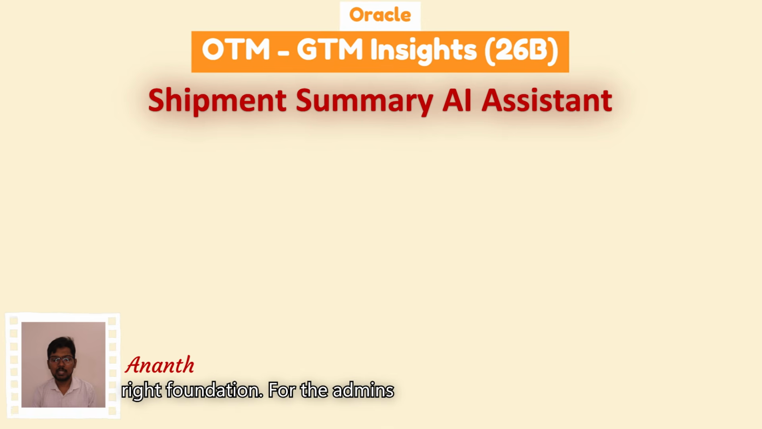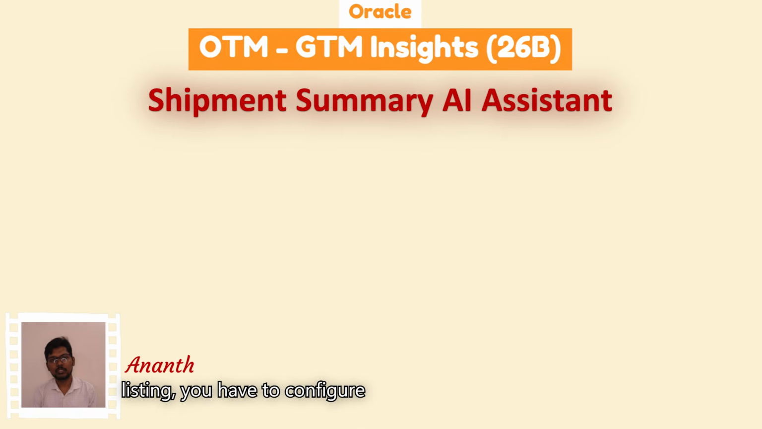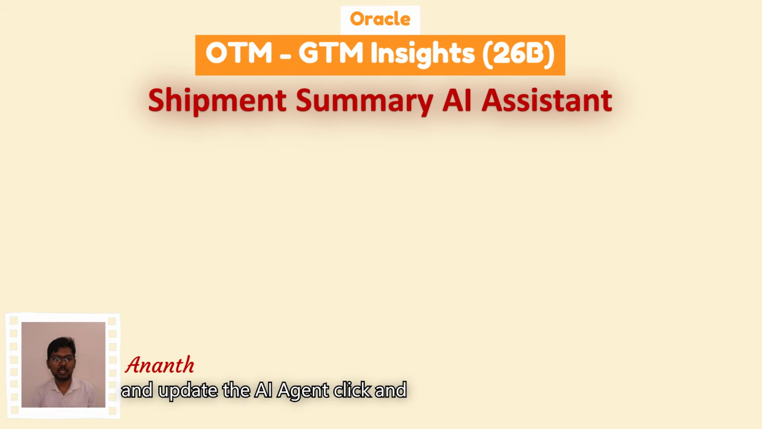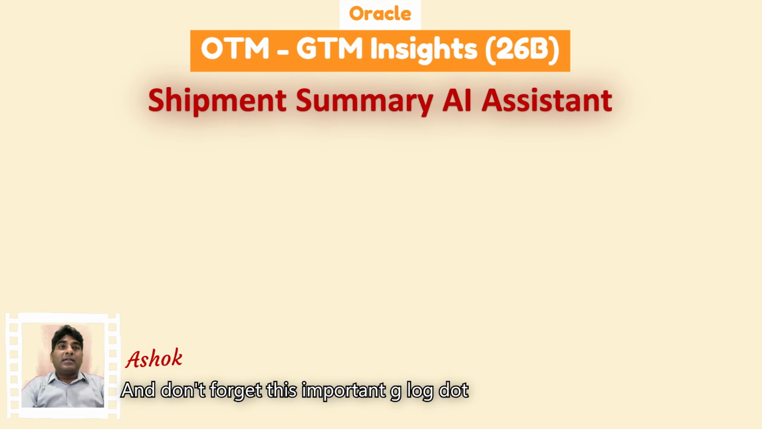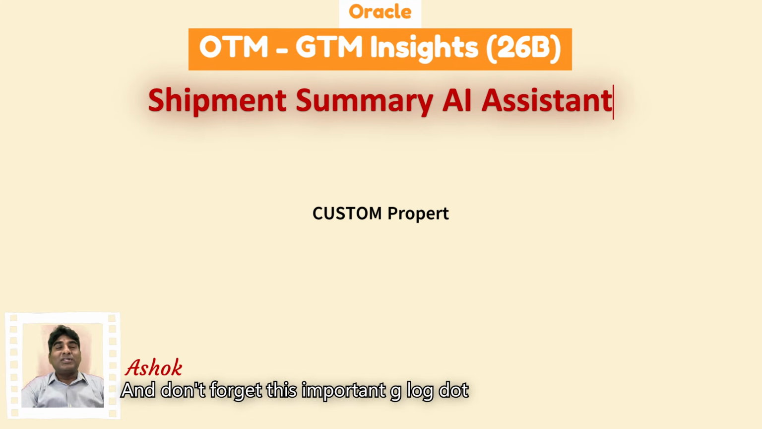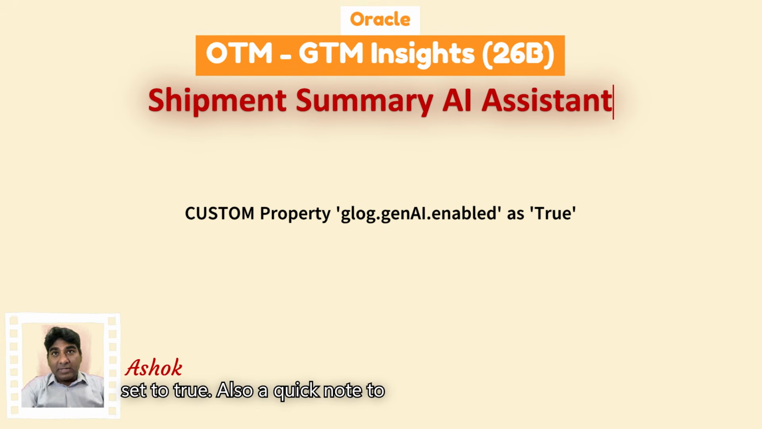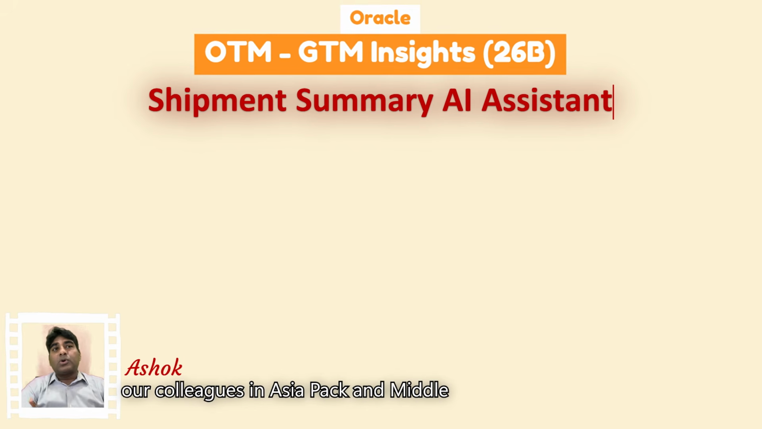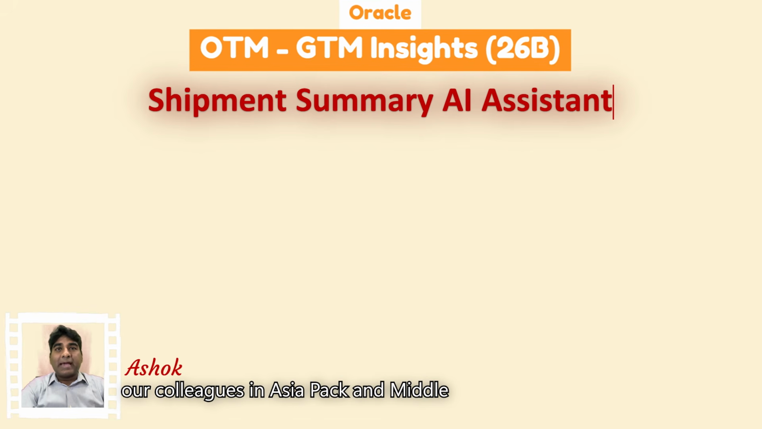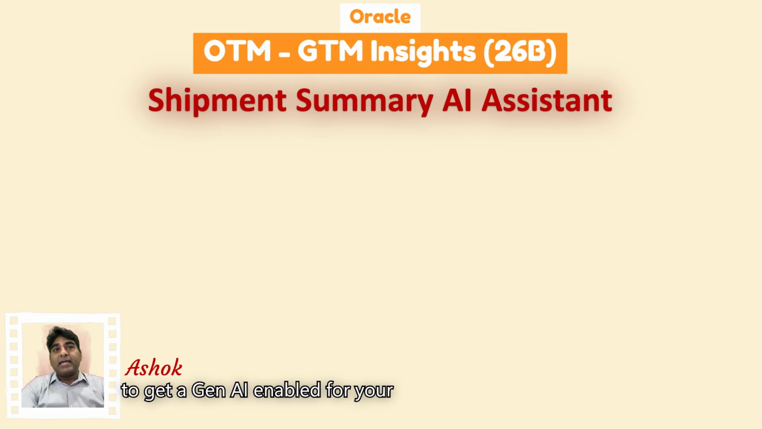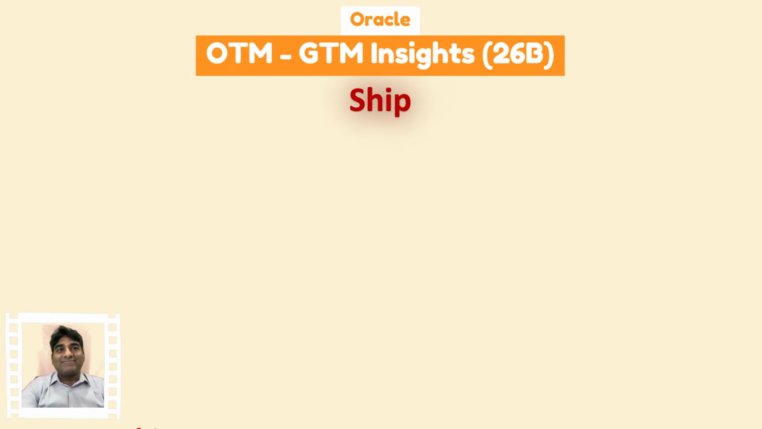However, none of this works without the right foundation. For the admins listening, you have to configure credentials in the Fusion AI Agent Studio and update the AI agentic link and trust settings in OTM. And don't forget this important glog.genai.enable property. It must be set to true. Also, a quick note to our colleagues in Asia Pac and Middle East, you need to open a service request to get Gen AI enabled for your region.